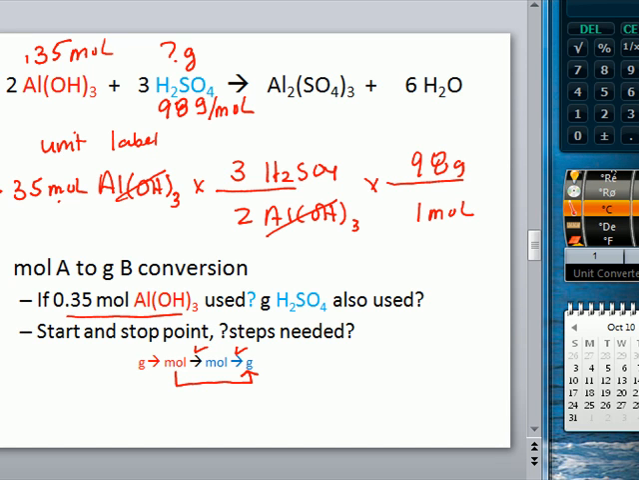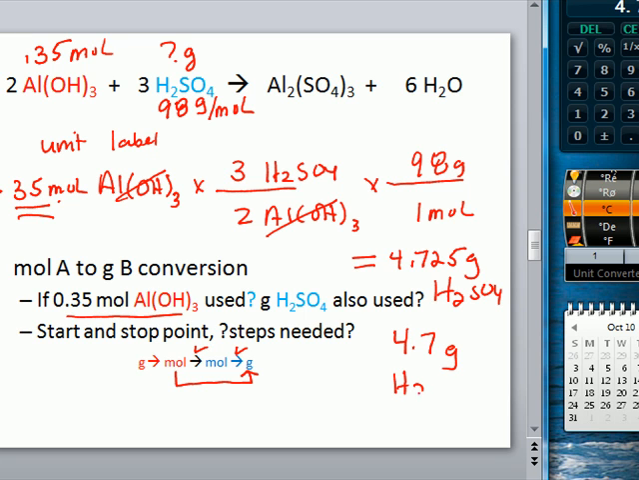Now, when I do this on the calculator, I'm going to multiply by everything on the top. 0.35 times 3 times 98 equals, and then I will divide that by 2. And I will get as an answer 4.725 grams of sulfuric acid. Because I started with 2 digits, I'm going to round that off to 4.7 grams of sulfuric acid.